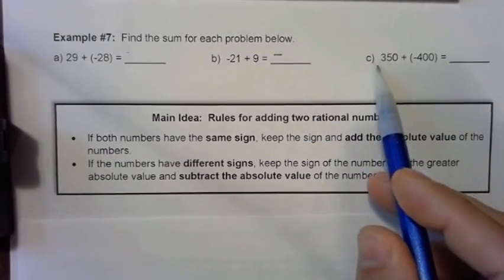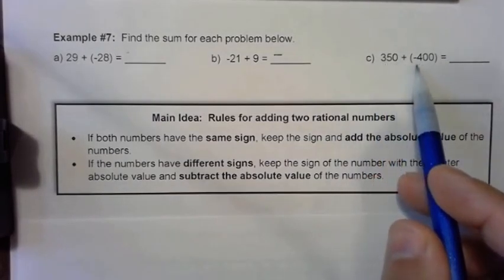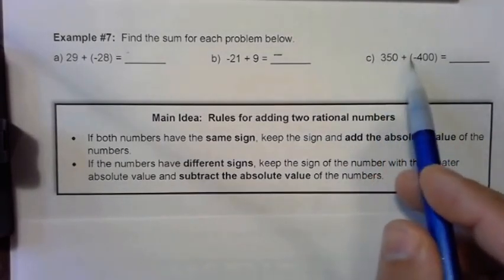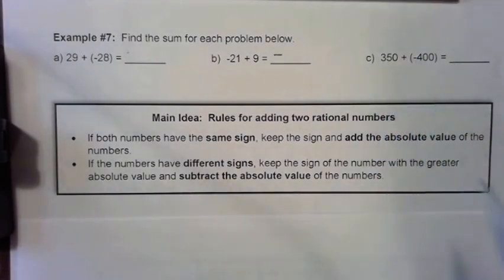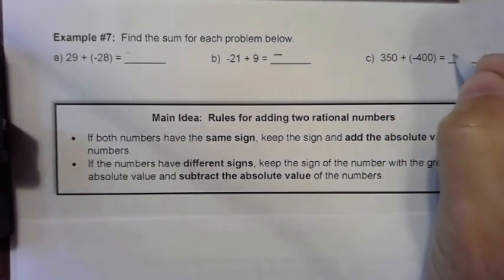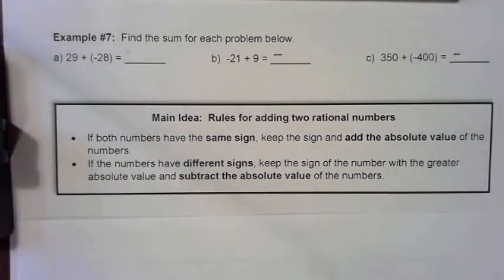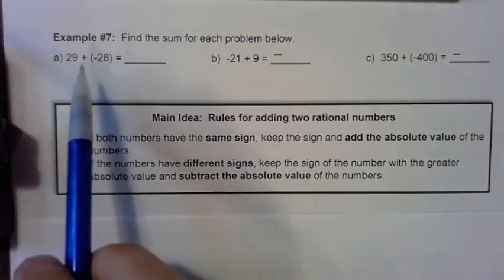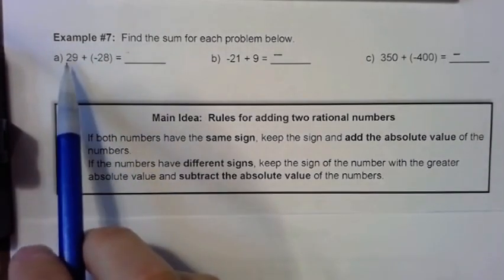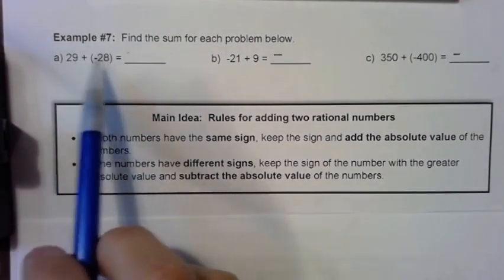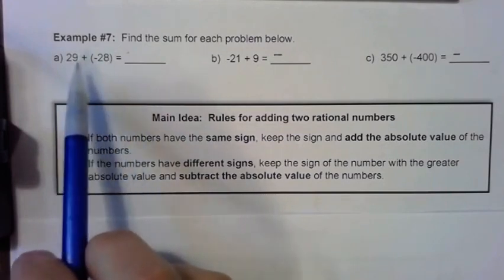And then in letter C, 350 plus negative 400, which number has the bigger absolute value? Well, that would be negative 400. So the answer to this sum will also be a negative number. Then remember, what you're really doing to come up with your sum here is subtracting the absolute values because the signs are different.